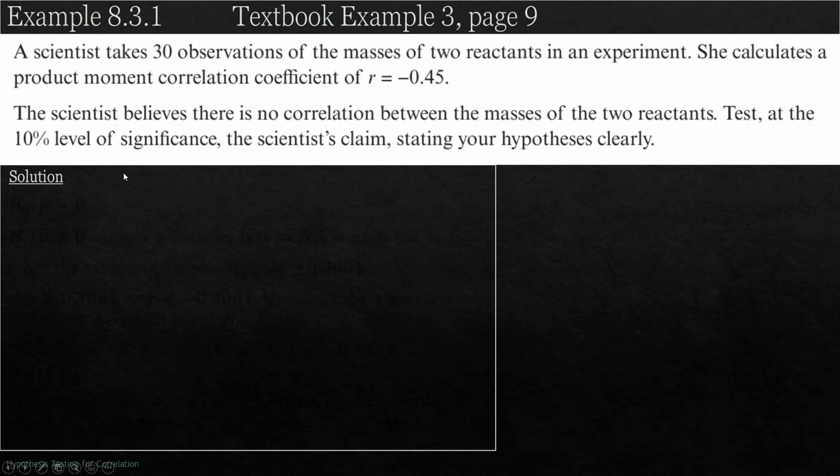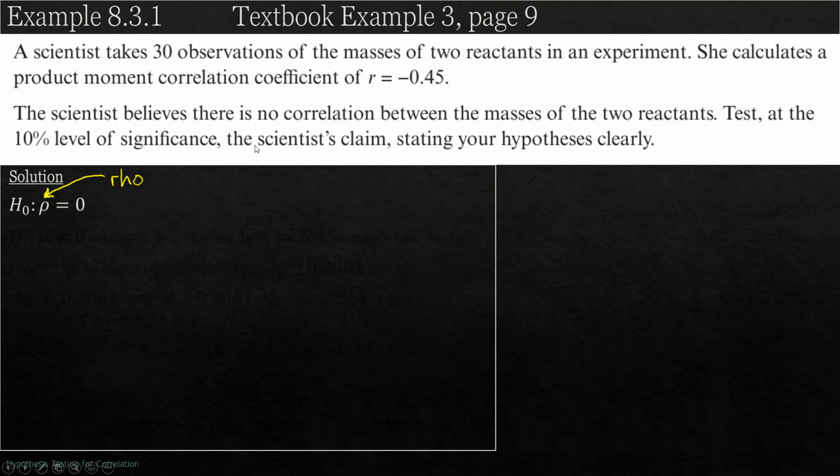So our hypotheses here in this type of question always begin with a null hypothesis that the population correlation is zero, or there is no correlation for the whole population. Now this symbol here is the Greek letter rho, R-H-O, and it represents the correlation coefficient for the whole population, whereas r represents the correlation coefficient just for the sample. So scientists believe there's no correlation. That is our null hypothesis. Make sure you do not use r here. You must use rho.